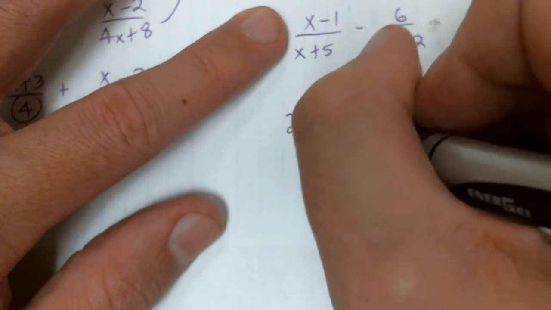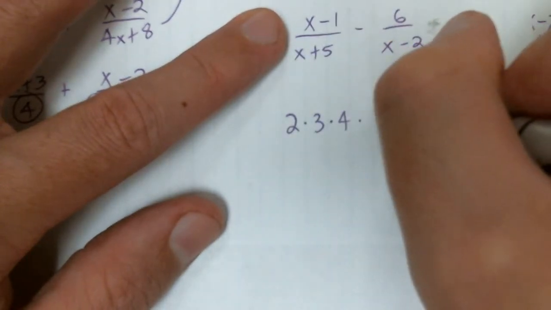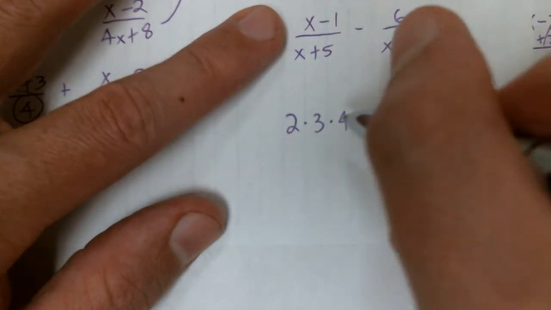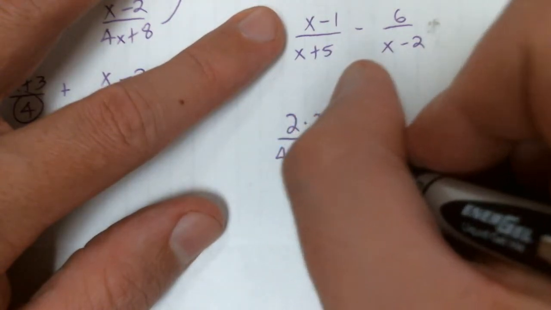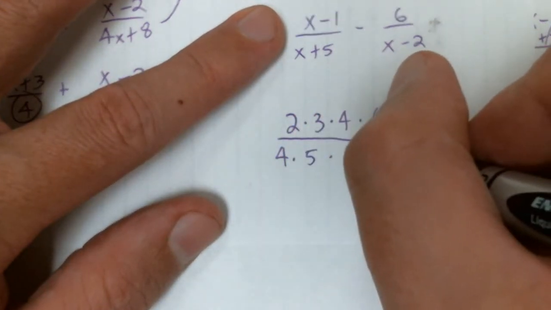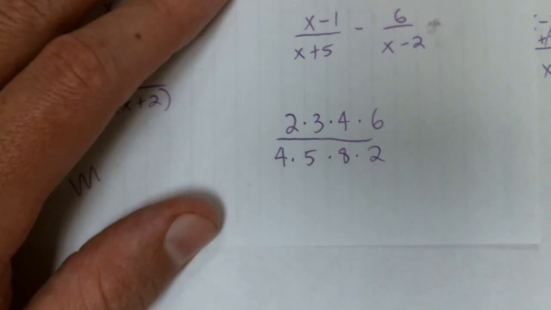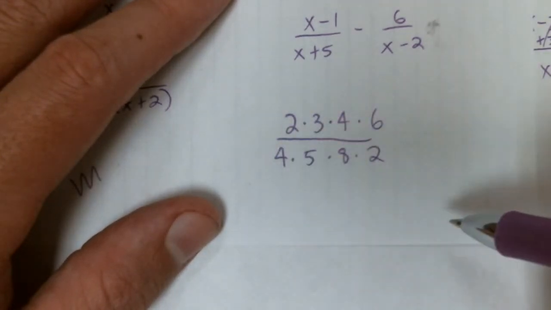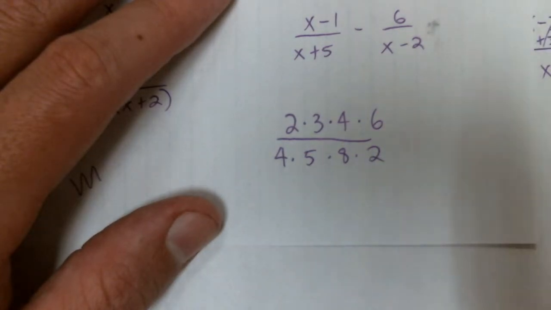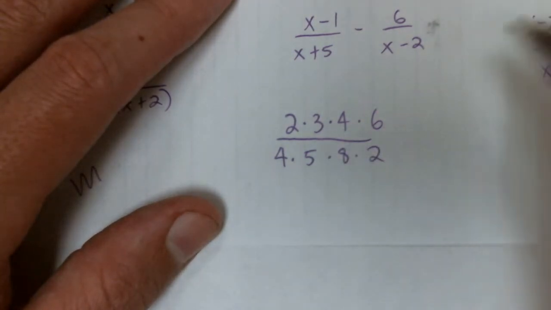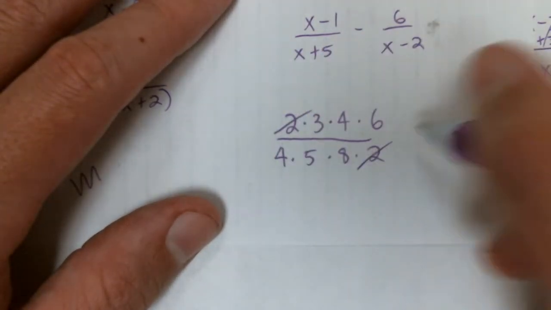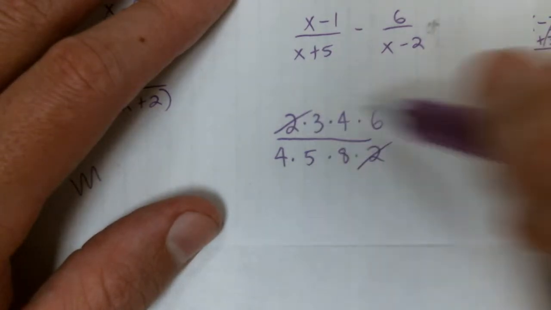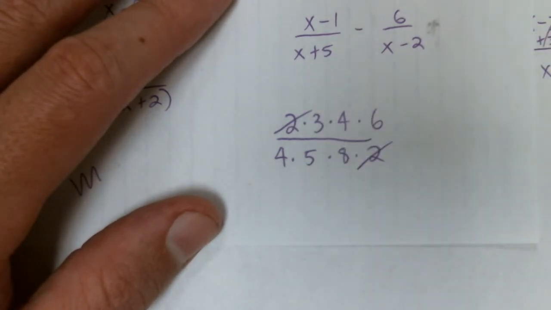2 times 3 times 4 times 6 over 4 times 5 times 8 times 2. There's a 2 and a 2 on the top and the bottom. When you're only multiplying, then it doesn't matter where I cancel. It doesn't matter where these things are. It doesn't matter the order. I can cancel the 4s and I can cancel the 2s.